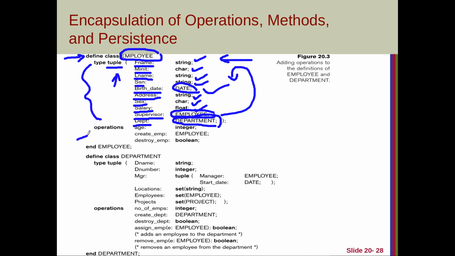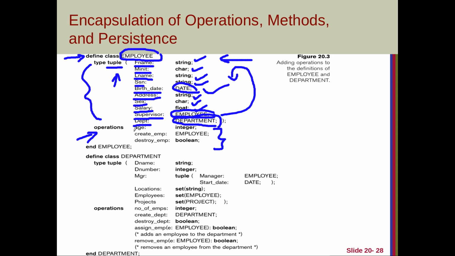Now the second portion, we are going to add some operations into the same class employee. So we need to use operations. Here, type tuple or some other type, whatever type we are using, can be specified, and the description of those types can be given here. Then we are going to write operations. What are the operations we are going to define here? It is just like explaining different functions in C++.